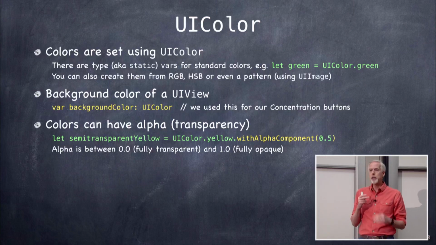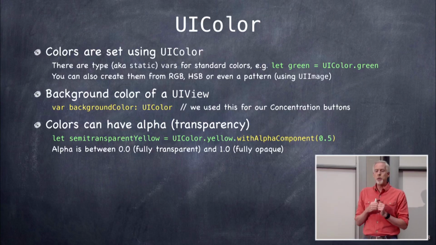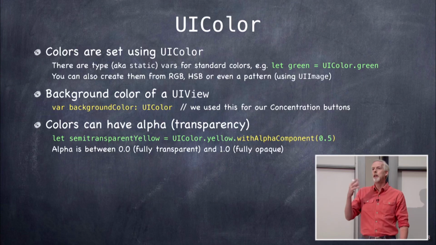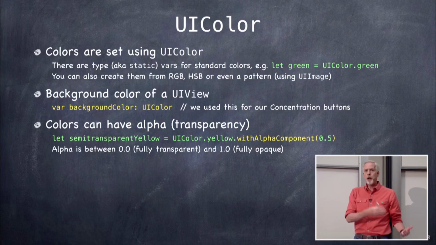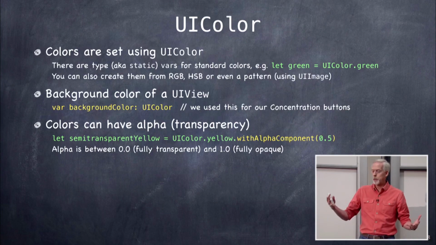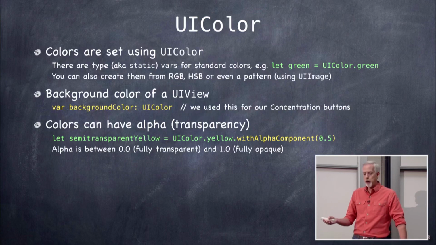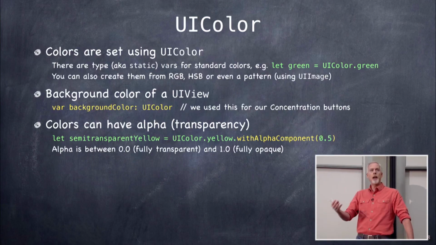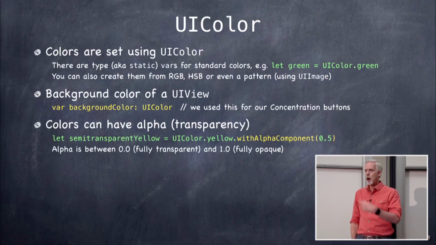A transparent color, you can kind of see through it a little bit. And we specify transparency using something called alpha. How many people have heard the term alpha with drawing? Okay, so most of you know this, great. So we use alpha. Alpha of 0 means fully transparent. Alpha 1 means fully opaque, and we can have any number in between. The way you get a transparent color is take a color you've got, like yellow, let's say, and you send it the function with alpha component, and it'll give you a new color that has that transparency.